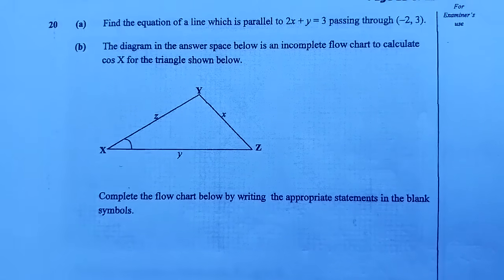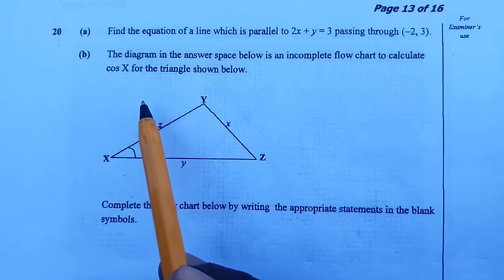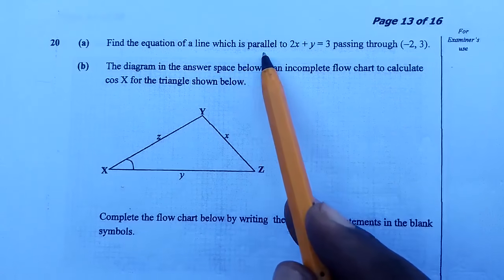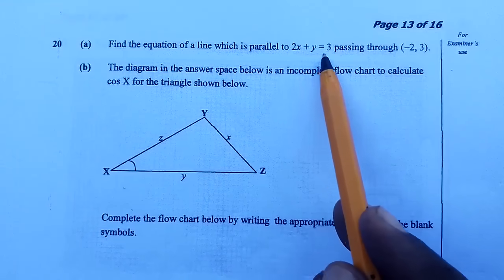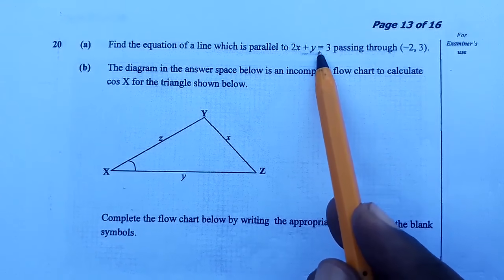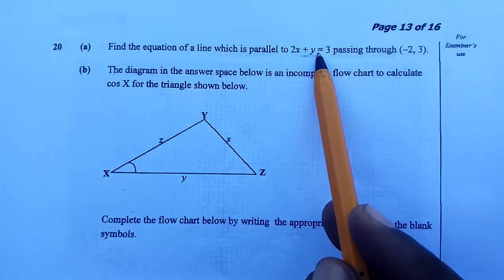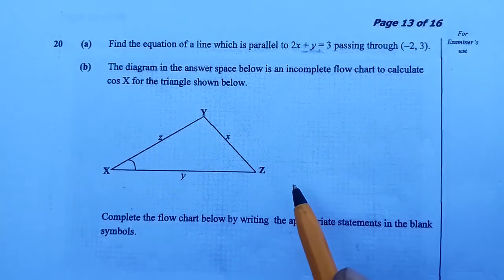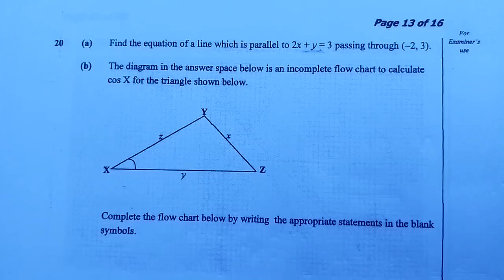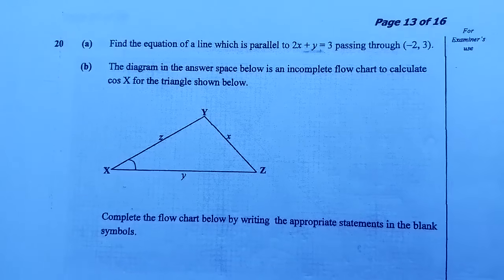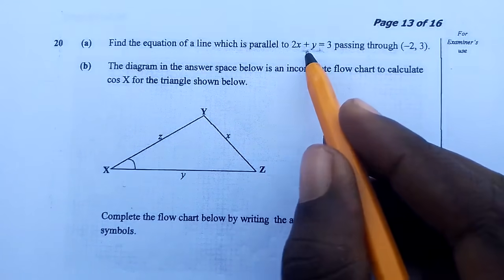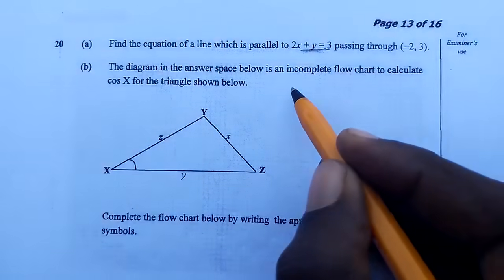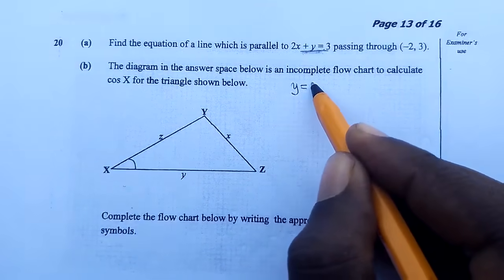So it is saying, hope you are able to see, find the equation of a line which is parallel to this. So how can I do that? I find the equation which is parallel to that. So I find the gradient of this first. You know that gradient is m.